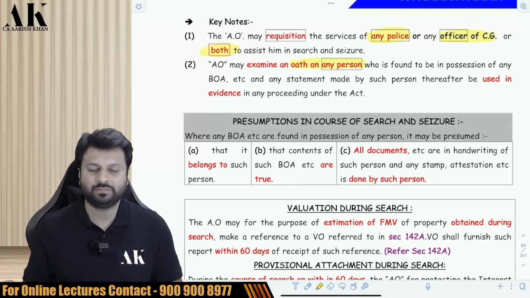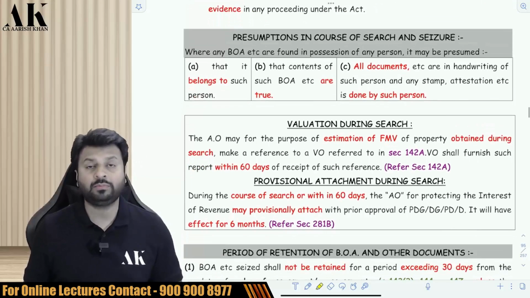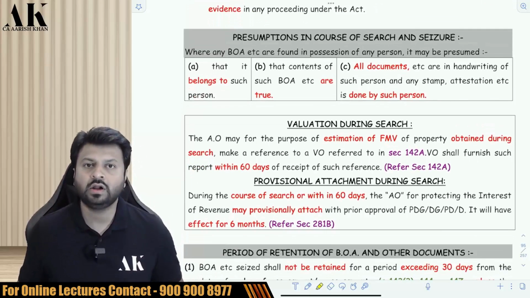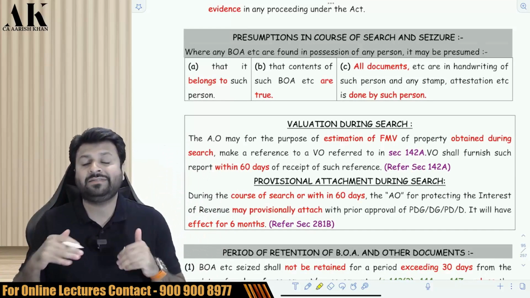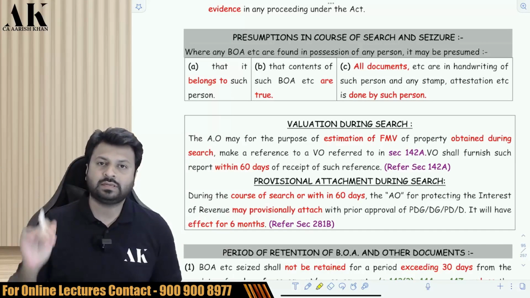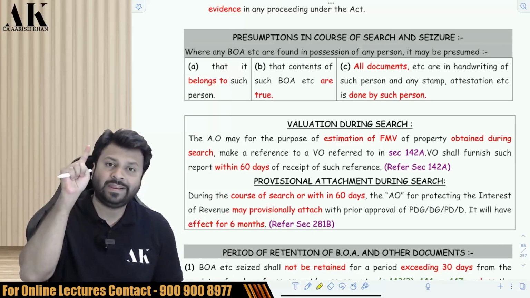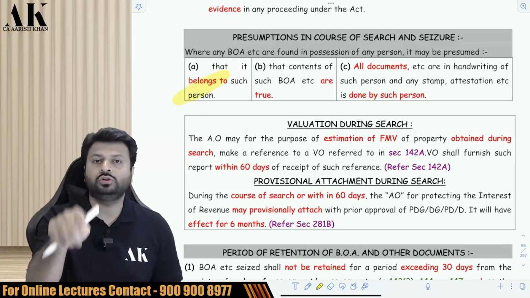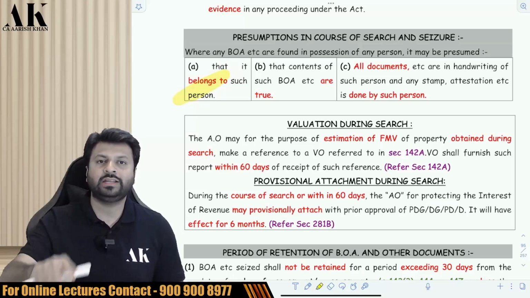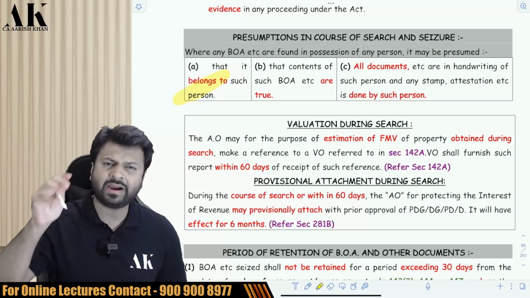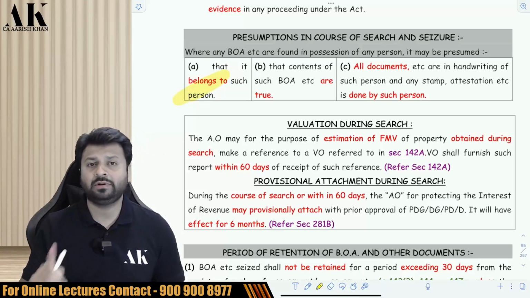These are something which are very simple points. Now, the next one is a very, very important point: presumptions in the course of search and seizure. Once an authorized officer comes for a search and seizure, there are certain presumptions that he will by default make. What are the presumptions? If he finds something in your hand, he will say that it belongs to you. Whether you are an employer, an employee, or any other person, if he finds something in your possession, he will say that it belongs to you.